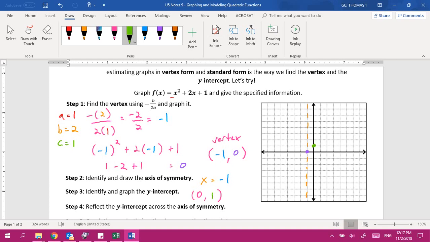And then we need one more point to be able to estimate our graph. How do I get my third point? Reflect the y-intercept. So we're going to reflect the y-intercept across the axis of symmetry, and it's going to end up over here at negative 2, 1. Then we just connect these points into a U-shape parabola. Boom, there we go. And that's the estimated graph right there.